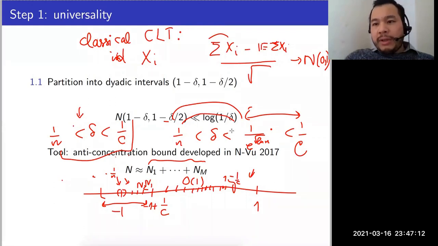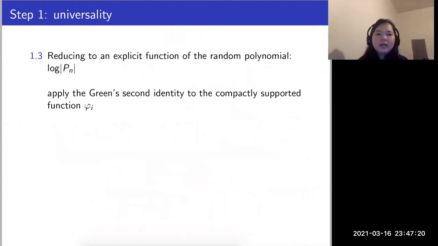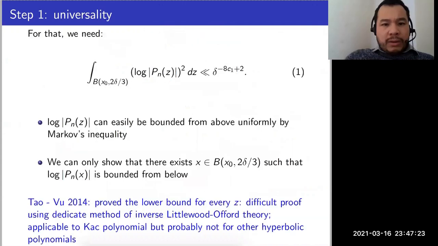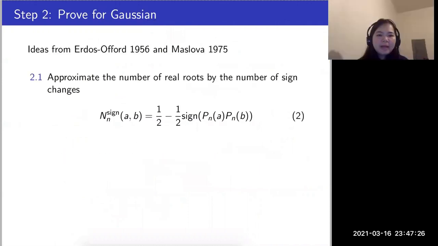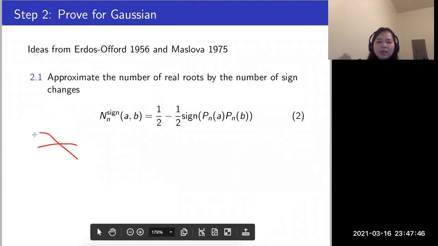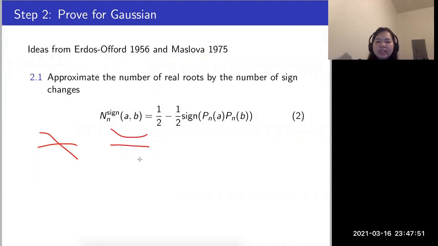We have a question from the audience: what are the reasons for the proof for the Gaussians? Maybe you can quickly show the Gaussian part? Sure. For the Gaussian part, we use some ideas developed by Erdős and Offord back in 1956, where they approximate the real roots by the sign changes. As we also do, they divide the interval into very small intervals, so that it's likely only one root. Either there is a sign change, which contributes one root, or there is no sign change, and then there are no roots.